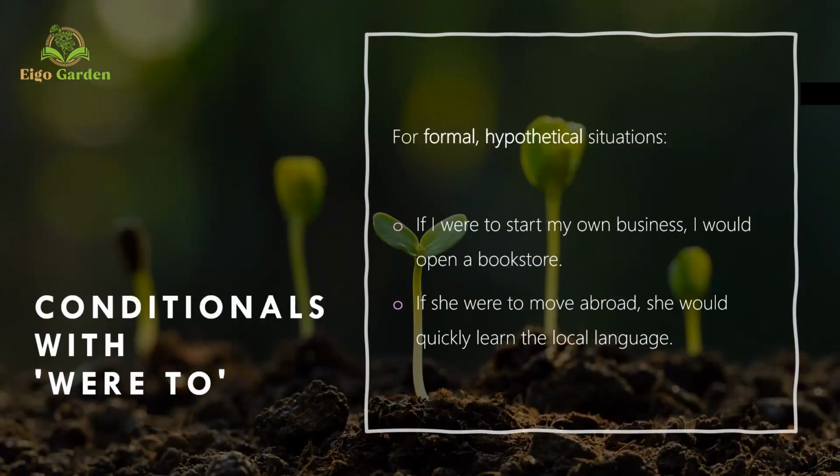When speaking formally, or to emphasize that a situation is very hypothetical, we use were to. If I were to start my own business, I would open a bookstore. It's a more formal way to discuss hypothetical plans.